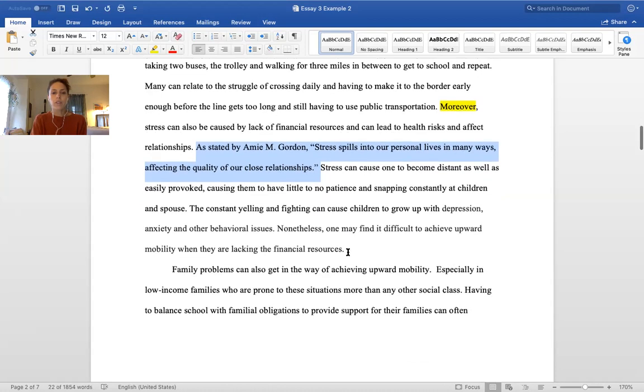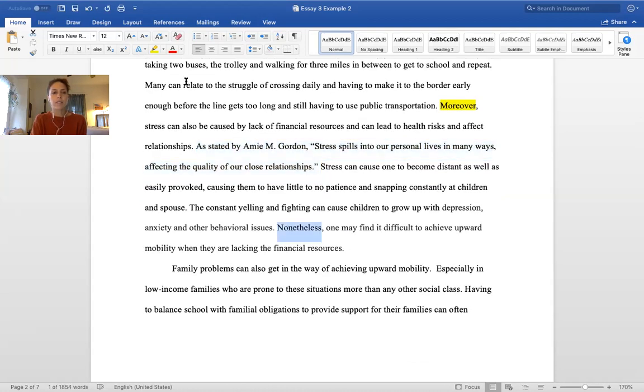Great. So nonetheless, and so we are here at the concluding sentence. One may find it difficult to achieve upward mobility when they're lacking financial resources. So nonetheless doesn't really make sense here. So we would actually just say, one may find it difficult to achieve upward mobility when they are lacking financial resources. And that can be our concluding sentence.